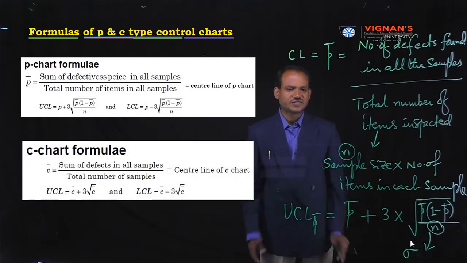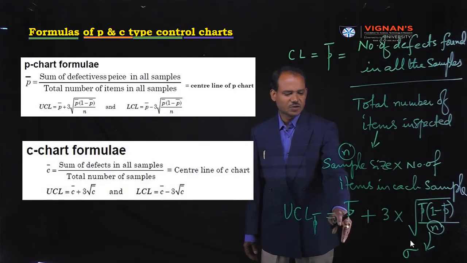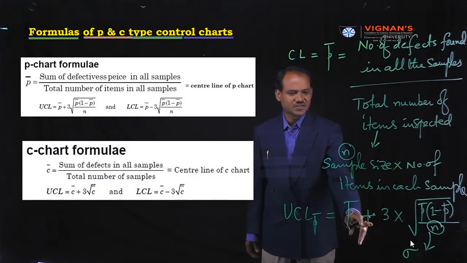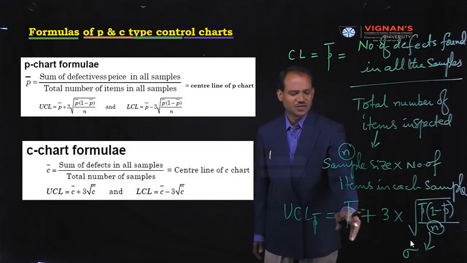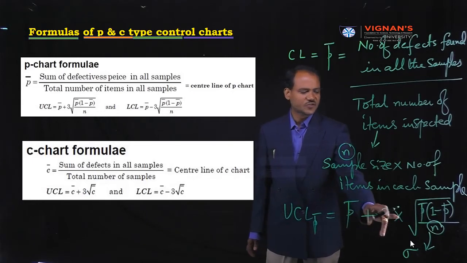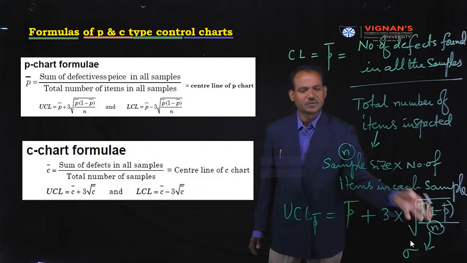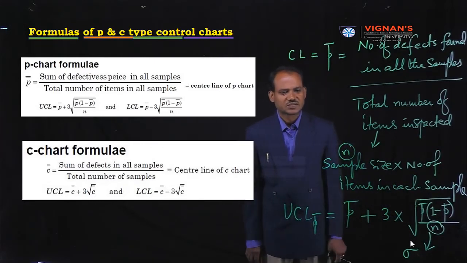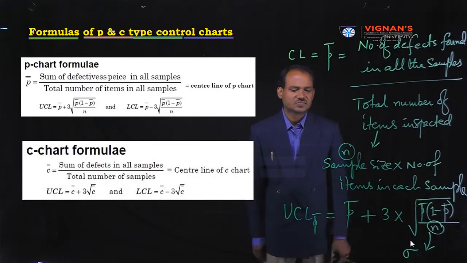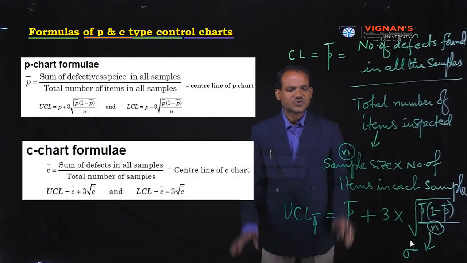LCL is very simple. LCL is P bar, in place of the plus sign use the minus sign, that's all. P bar minus 3 into square root of P bar into 1 minus P bar divided by n. Okay, these are the formulas used in P charts.